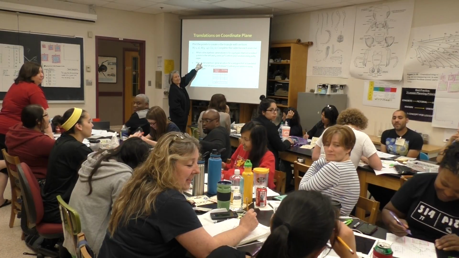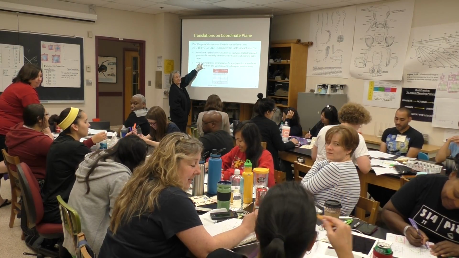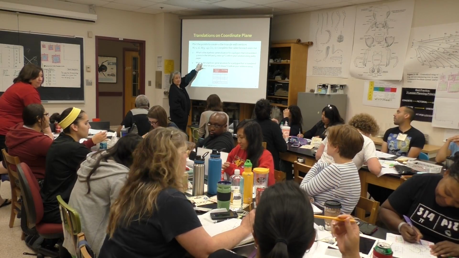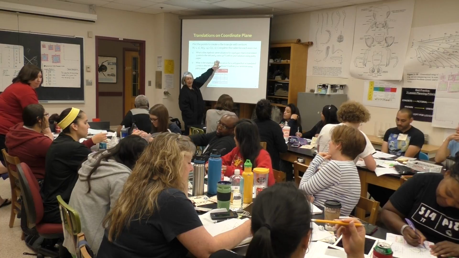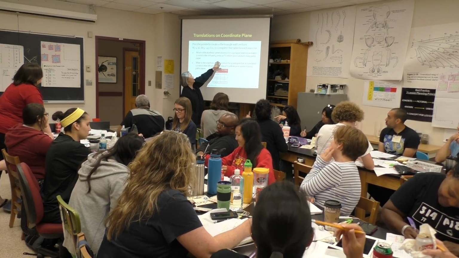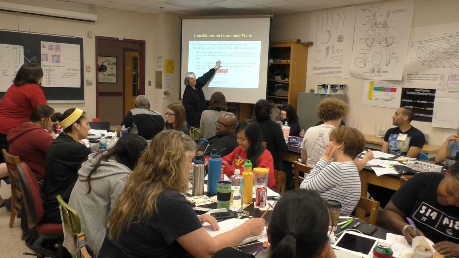Because 3 units to the left would be negative. Okay, so x minus 3, and y, the letter y, what is the rest of it here? Plus 4. Plus 4, and why is it plus 4?